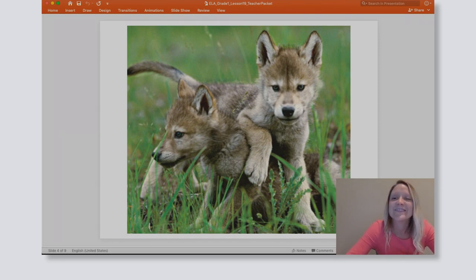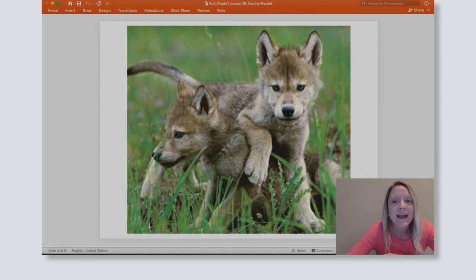Also, can you say it with me? Raise, whisper into your hand and shout it out. 1, 2, 3, pups. Wonderful job. So those are some pretty cool words that help us identify some information about the wolves, huh?